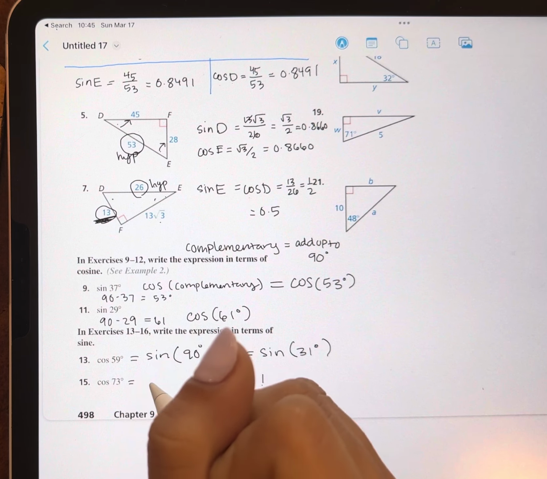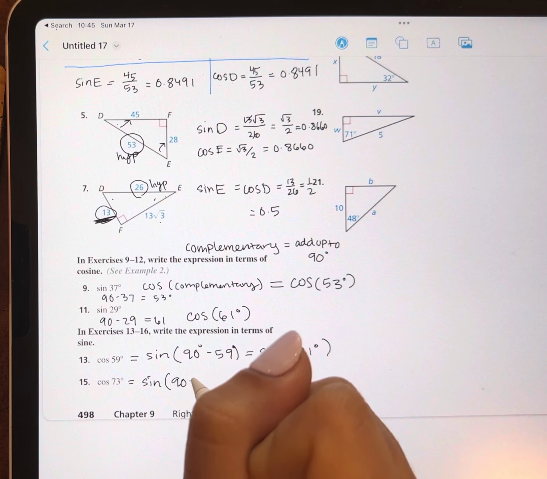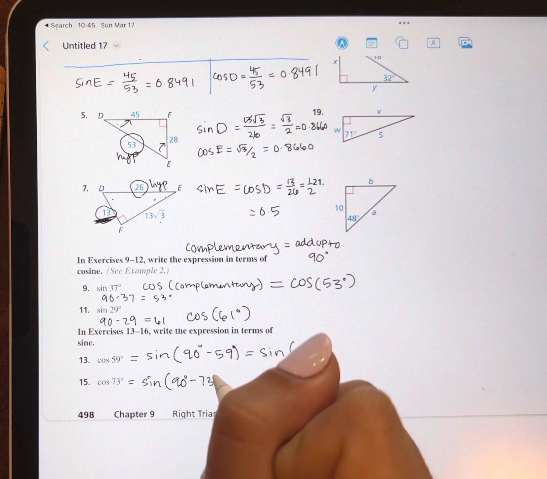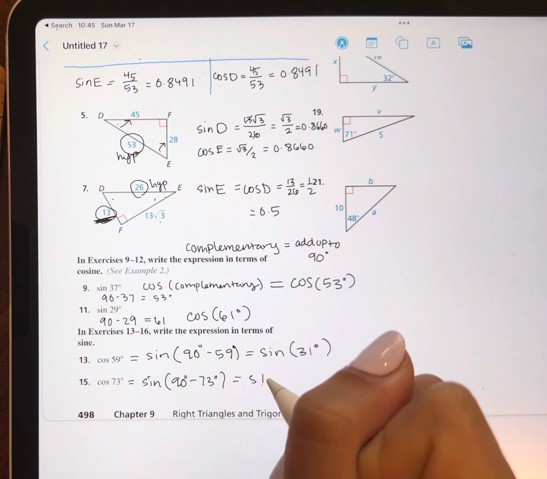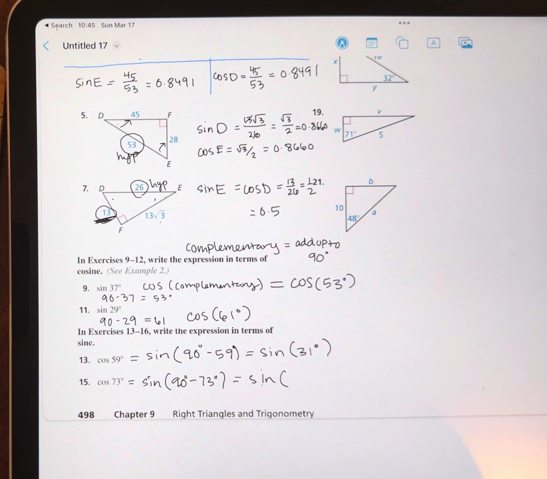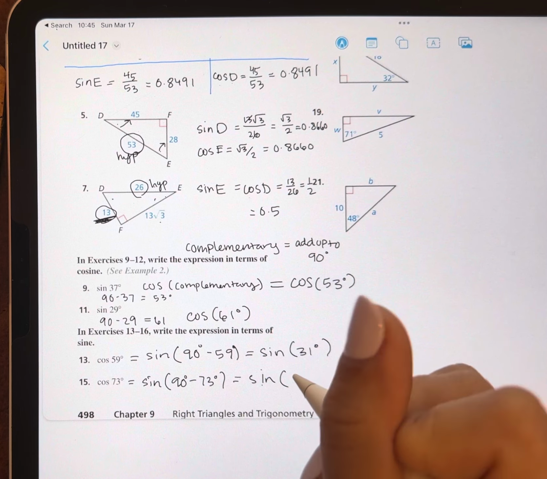I'm sticking with it. Cosine of 73 is going to be the same as sine of 90 minus 73, which is sine of 17.